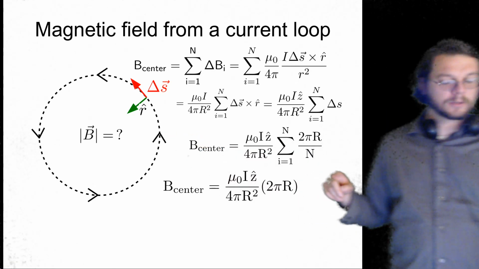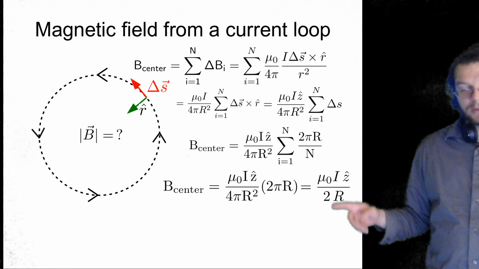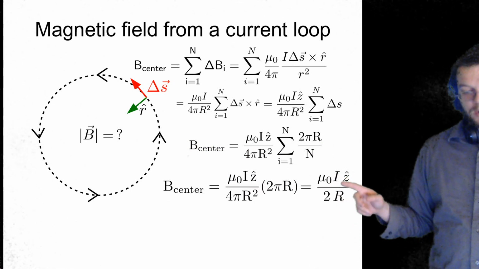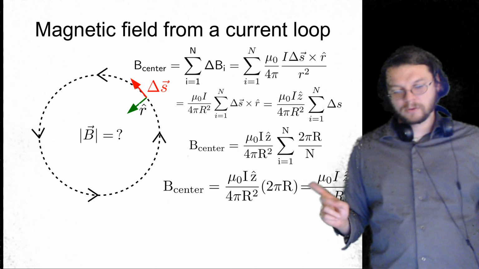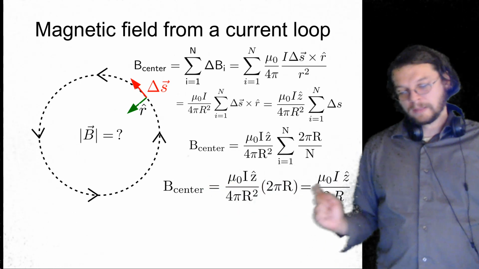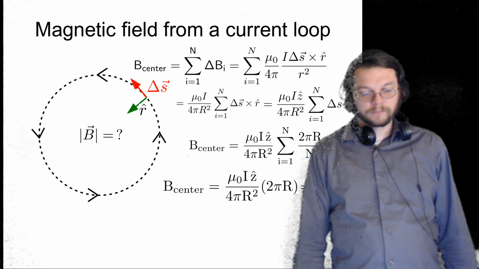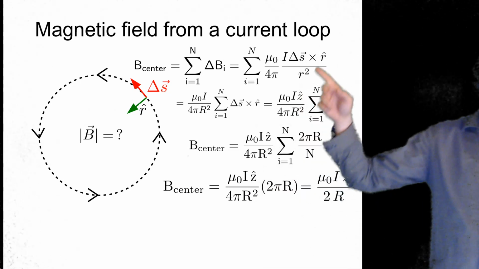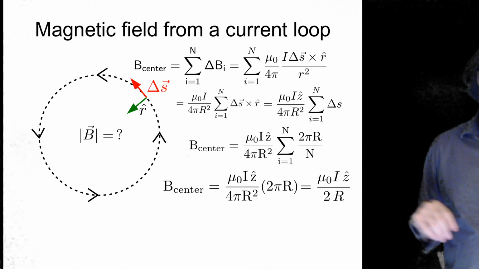And then there are some cancellations that happen, the pi cancels, stuff like that. So anyways, the magnetic field you get in the center of this thing is mu naught I divided by 2r. If you increase the current, you get a larger magnetic field at the center. If you make the radius smaller, you get a larger magnetic field at the center, and so on and so forth. So anyway, the Biot-Savart law turns into this relatively straightforward thing.